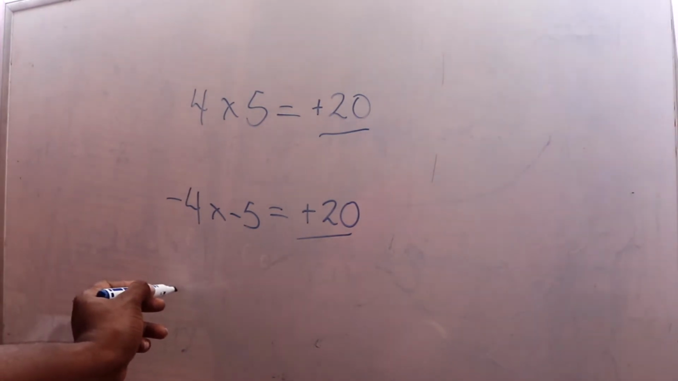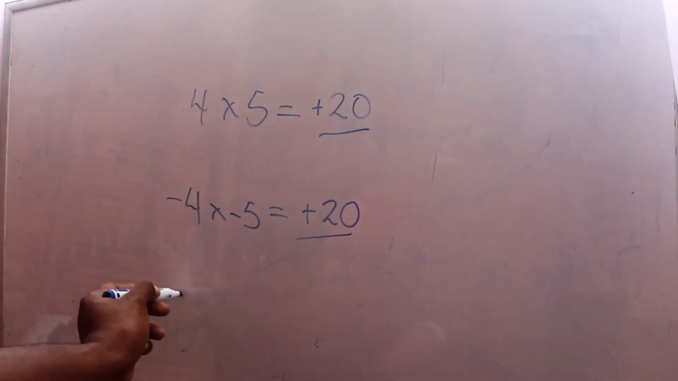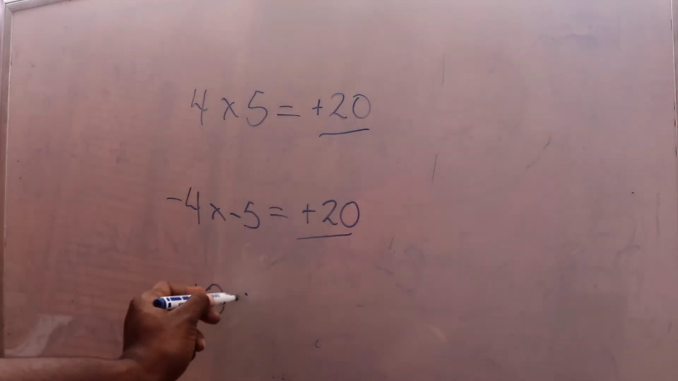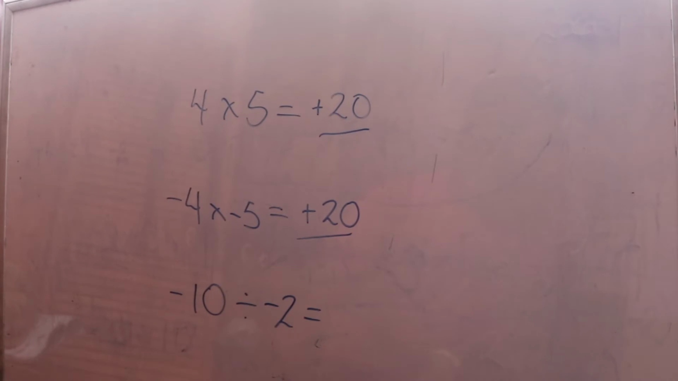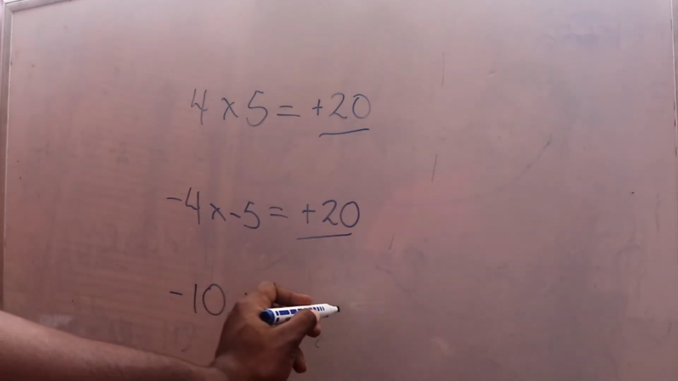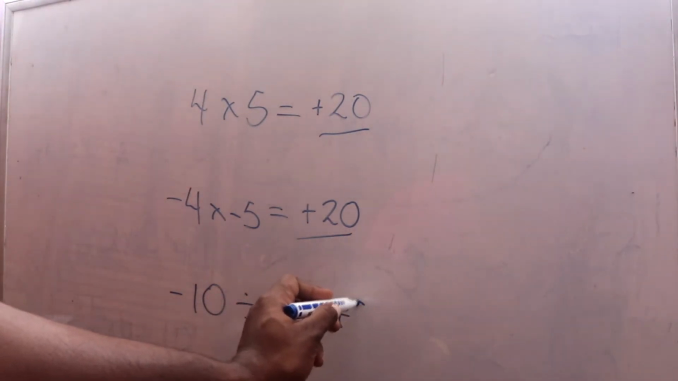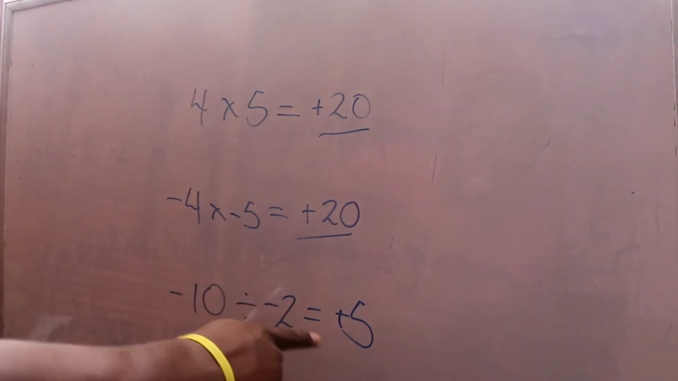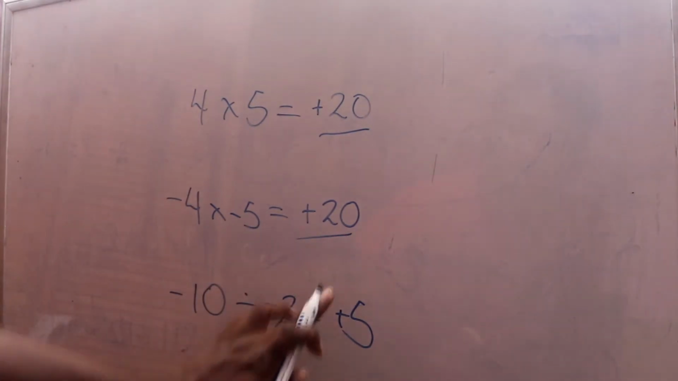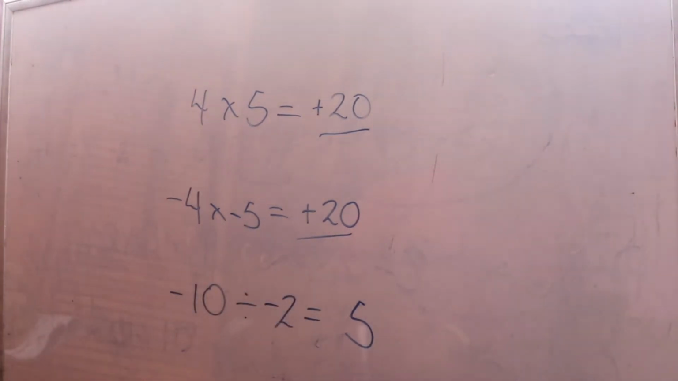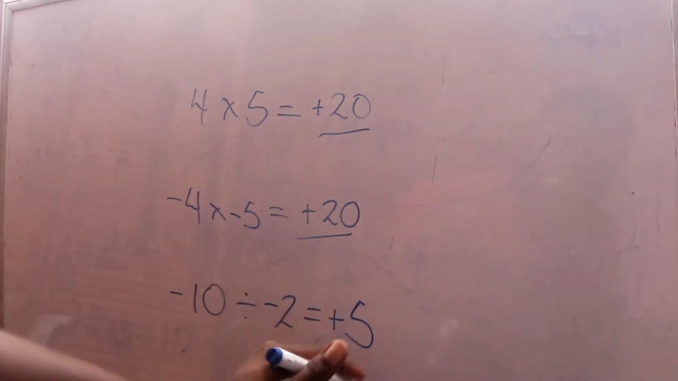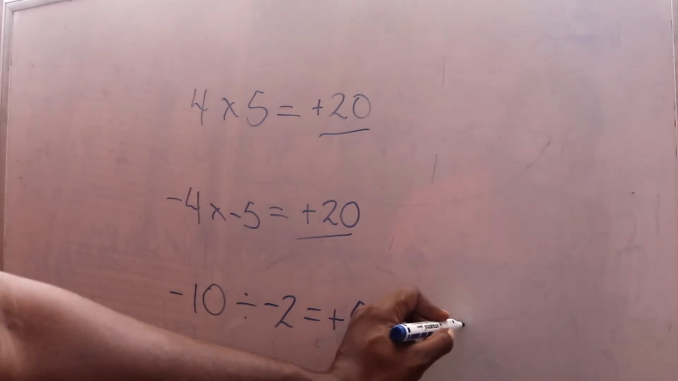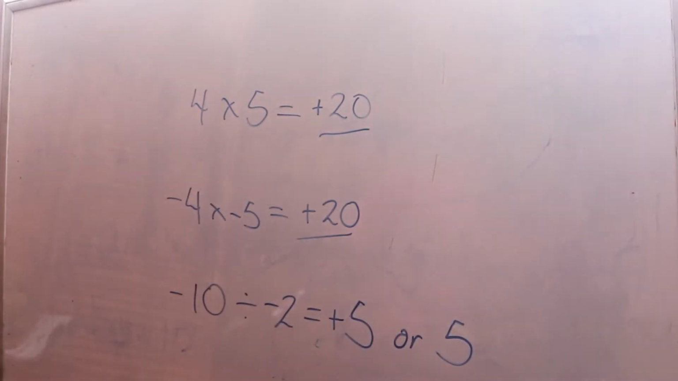If we have, let me see, negative 10 divided by negative 2, because there are two negative numbers, our answer is going to be positive 5. Now remember, you don't need to write a positive sign, you can just write 5. But writing the positive sign, positive 5, is okay. So you can leave it like that, or you can just write it as simply 5.